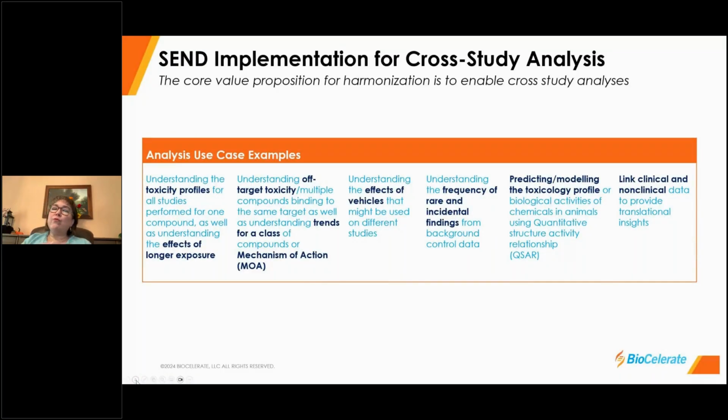And then also really important to think about, if we're able to do this with non-clinical data and look across studies and see what is similar and what is different, then what about applying that to clinical data? So adverse events. So are there similarities? Is there any predictivity? Is anything lining up? So again, things to think about for the future with how to apply cross-study analysis. Next slide, please.